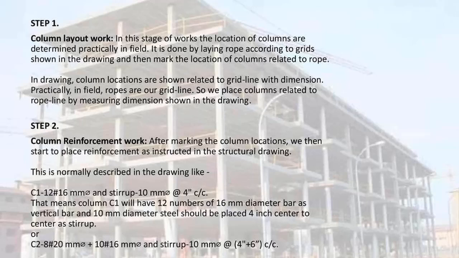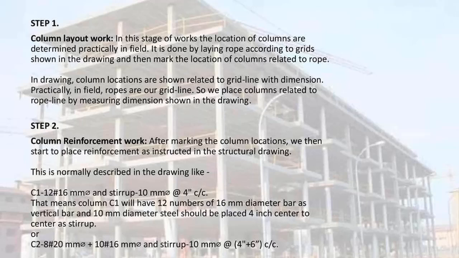In this stage of work, the locations of columns are determined practically in the field. It is done by laying rope according to grids shown in the drawing and then marking the location of columns related to the rope. In the drawing, column locations are shown related to grid lines with dimensions. Ropes are our grid lines. So we place columns related to rope lines by measuring dimensions shown in the drawing. Drawing is shown in the next slide.